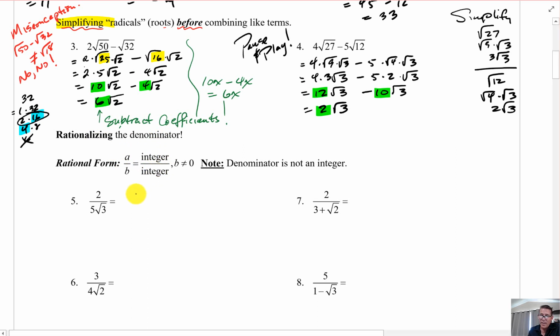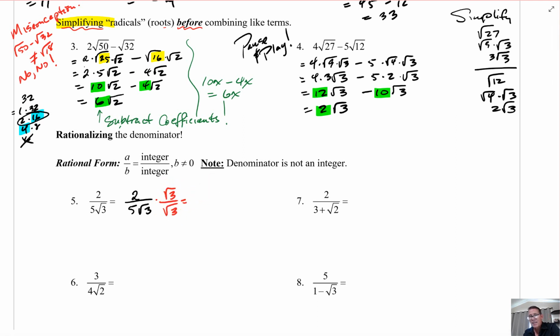So let's take the expression 2 divided by 5 rad 3, and let's get creative here. We want to multiply root 3 by something to get an integer. Root 3 times root 3 is just 3. So it makes sense just to multiply it by rad 3 over rad 3.